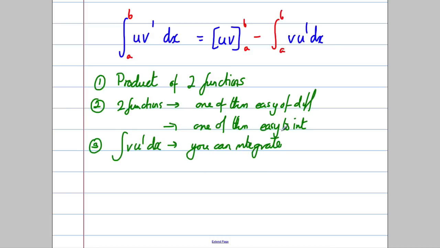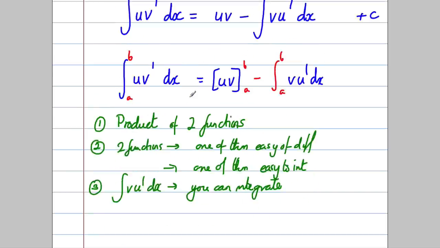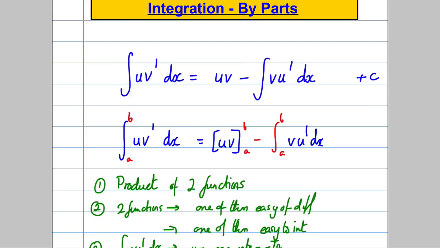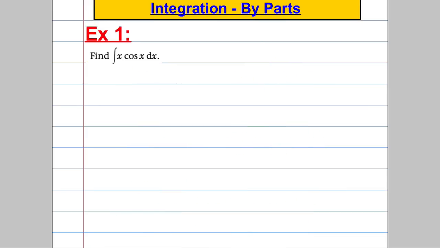Okay, so there are a lot of conditions here, but we'll only start to see it when we do a few examples. So let's have a go at the first one. We're integrating x cos x with respect to x. Firstly, is this a standard result that I know? No, x multiplied by cos x isn't. Is there any other thing I could use, like by inspection? No, not really.